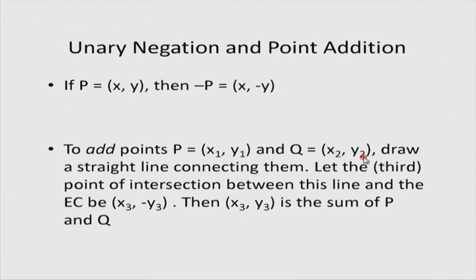So we need to derive that, but first there's a nice geometrical interpretation for the addition of 2 points on the curve. To add 2 points, draw a straight line connecting them. Let the third point of intersection between this line and the elliptic curve be x3 comma minus y3. Then the unary negative of this is actually the point that we are interested in, which is x3 comma y3. This is the sum of P and Q.